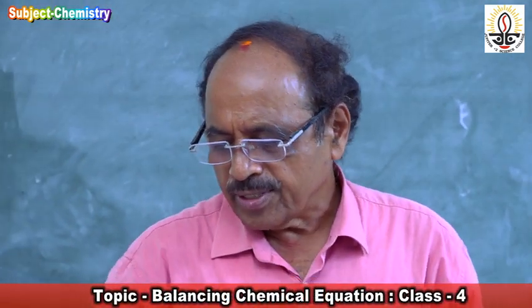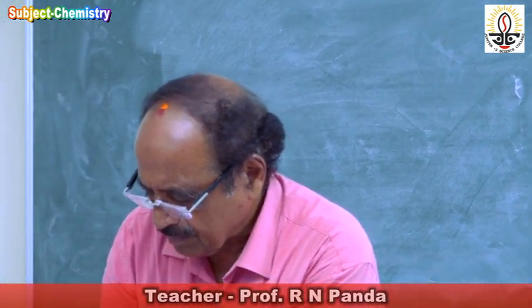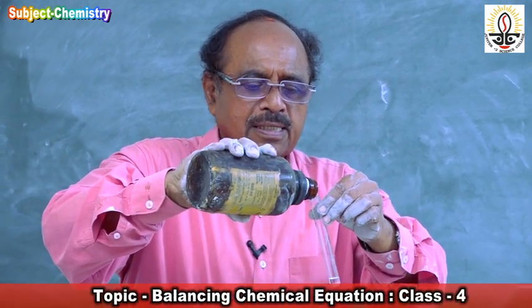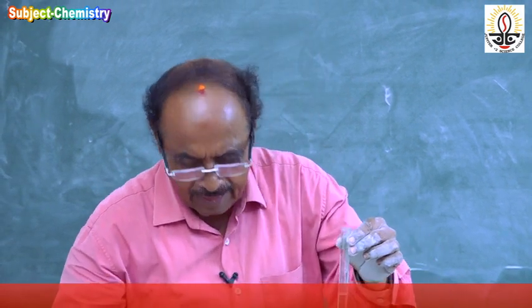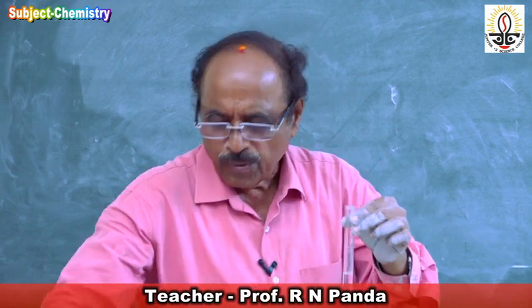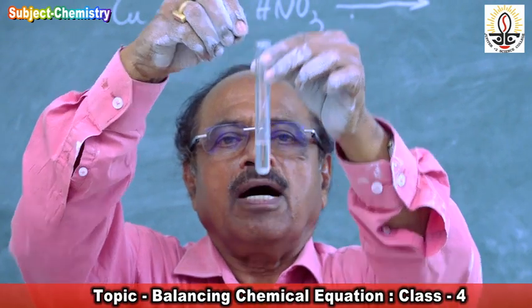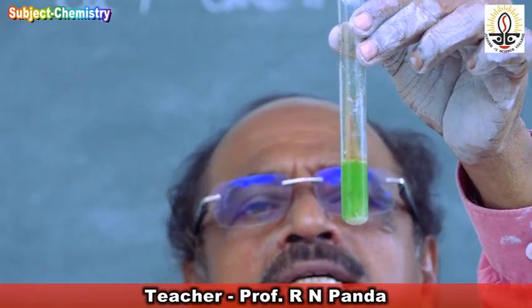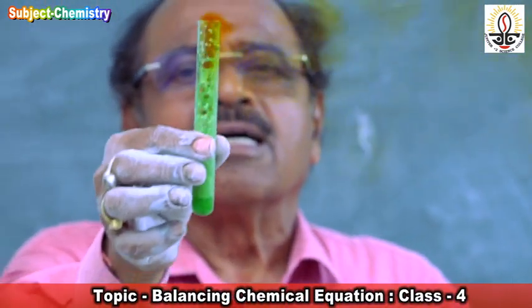But the moment I take copper and add it to concentrated nitric acid, this is my nitric acid. I have taken nitric acid and I will add a little copper, you see, and here what is happening, and why it happened like that, and what reaction is going on, I will explain to you. Now I have taken this concentrated nitric acid and I am adding copper to that. You see what is happening now. You are getting a reaction.